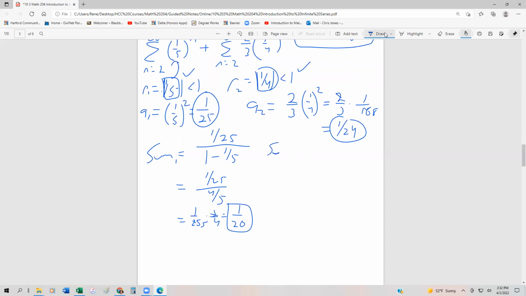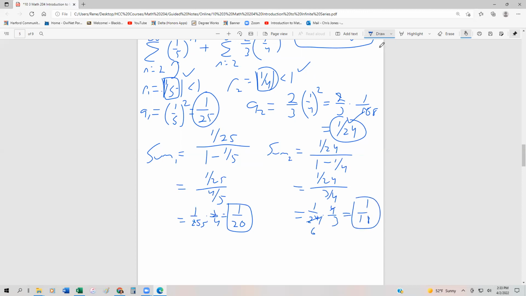Now, sum 2 is going to be equal to a, which is going to be 1/24th divided by 1 minus a quarter, or that's going to be 1/24 divided by 3/4. And I do believe that's going to work out to be 1/18th. So that's going to be 1/24 times 4/3. That's going to cancel out, it's becoming 6. And so we have 1/18th.